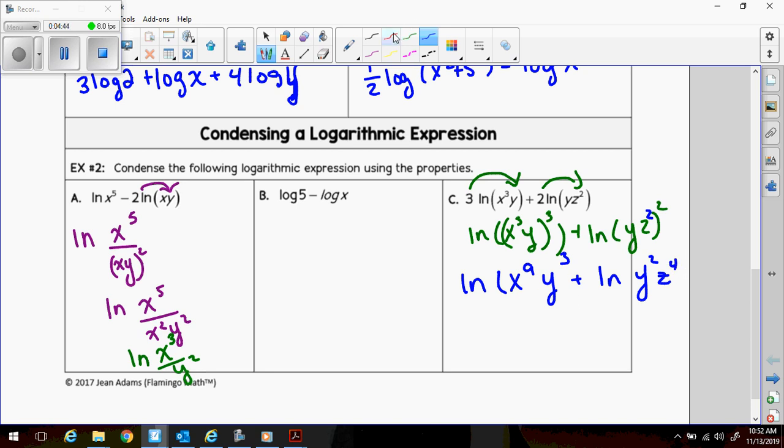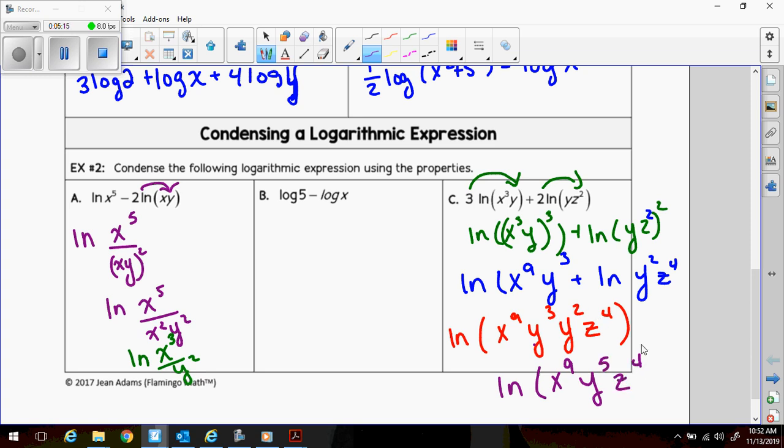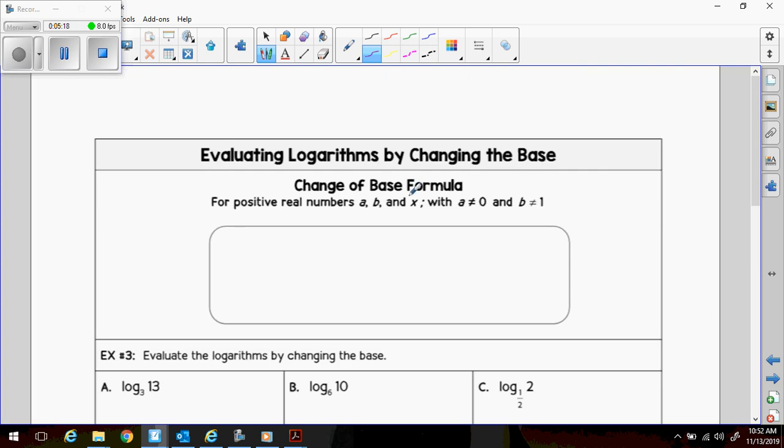Now this plus means we're going to multiply. I can condense it one more time. So I have 1 natural log of x to the 9th, y cubed, y squared, z to the 4th. And then when I'm multiplying the bases, I add the exponents. So my last log will be x to the 9th, y to the 5th power, and then z to the 4th. And that's it. Go ahead and turn your paper over.